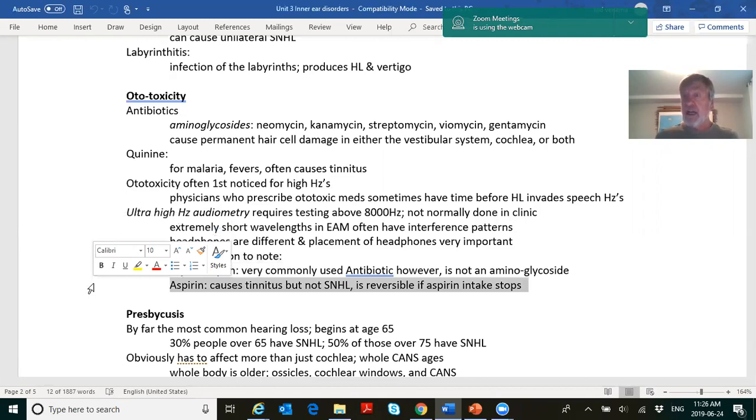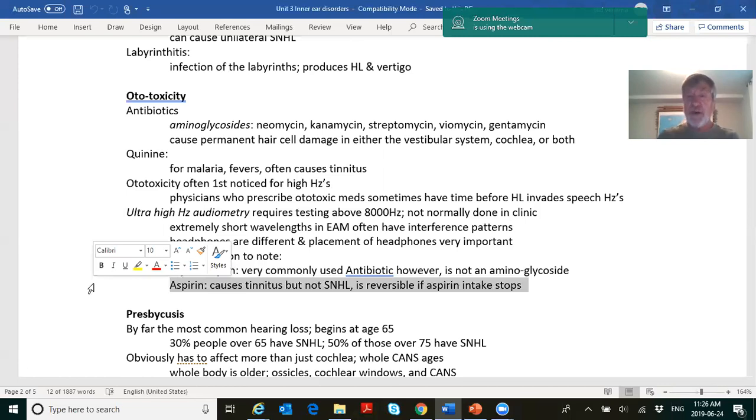As a good HIS, you will take a case history. If your elderly client complains about tinnitus or ringing in the ears, you might say, what medications are you taking? If the person mentions aspirin, that's a reason. Aspirin causes tinnitus. It does not cause hearing loss, but it does cause tinnitus.